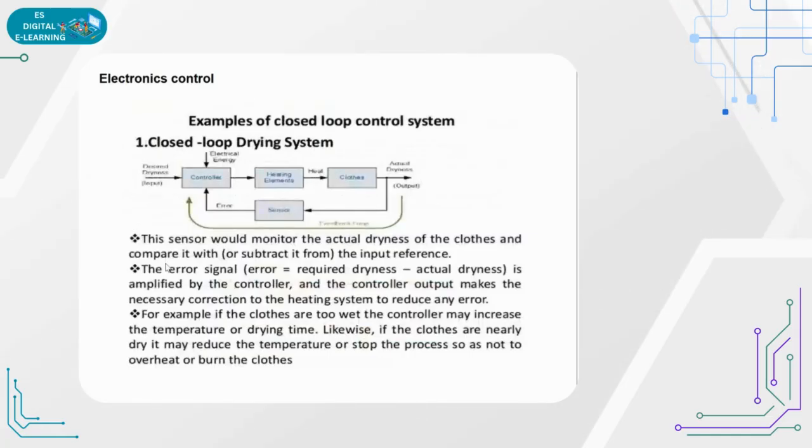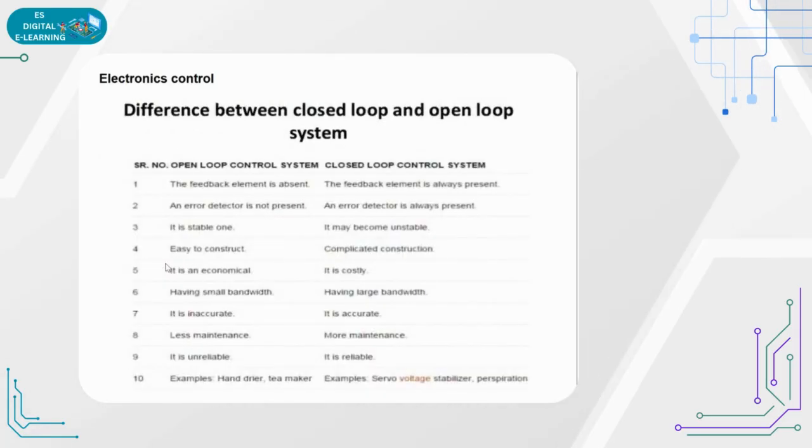And this is more detail about the control system and the open loop system. In the open loop system the feedback is absent, and in the closed loop system we have feedback. So error detection is not present in open loop, while error detection is always present in the closed loop system. Closed loop is stable, while open loop is unstable, because in closed loop whatever feedback you have keeps updating based upon the input. It is easy to construct open loop, while closed loop is difficult and costlier. Open loop has a small bandwidth, while closed loop has a large bandwidth. Closed loop is accurate because the output is based upon the input.